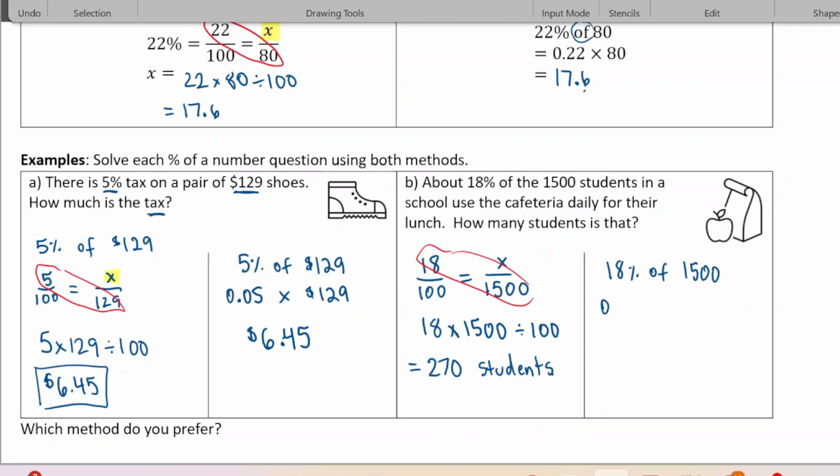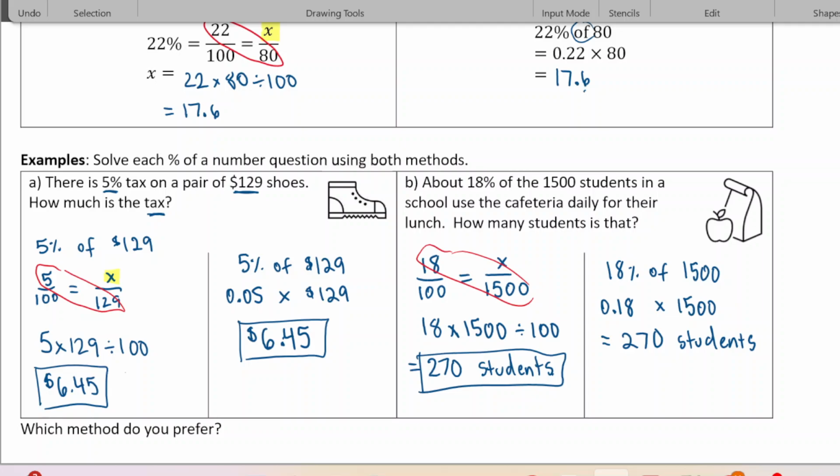Remember, our calculator works in decimals, so we change that. Of means multiply when it comes after a percentage like this, and then we get 270 when you type that in. So same answer. You can prefer whatever method you like to use for a percent of a number, either cross multiply, or I should box my answers here, or the multiplication method. That's totally fine.